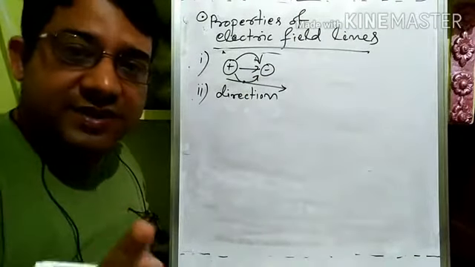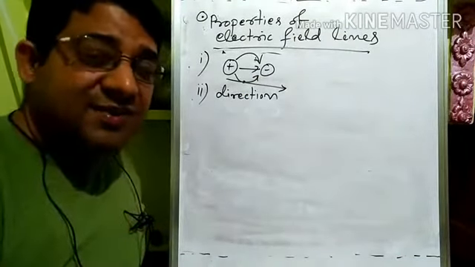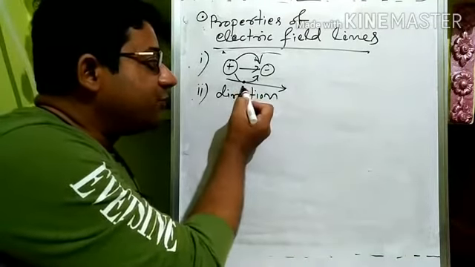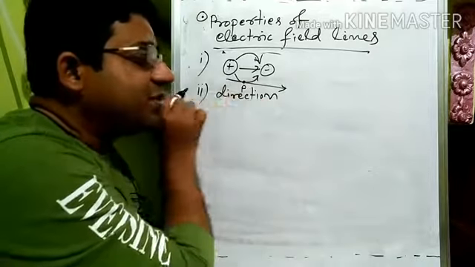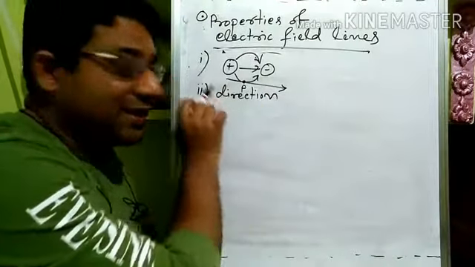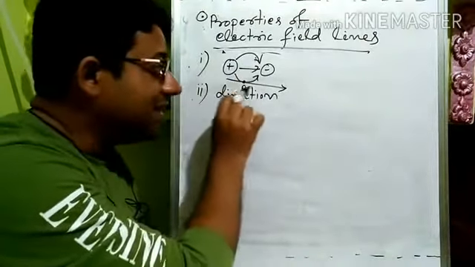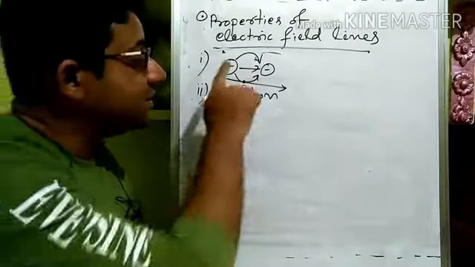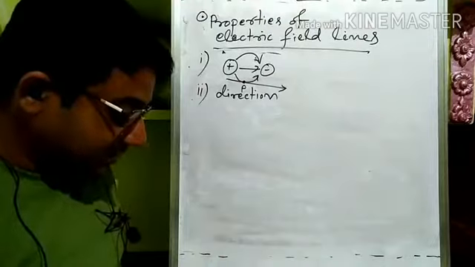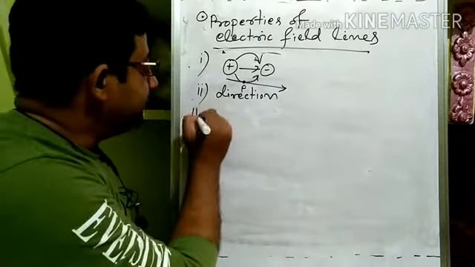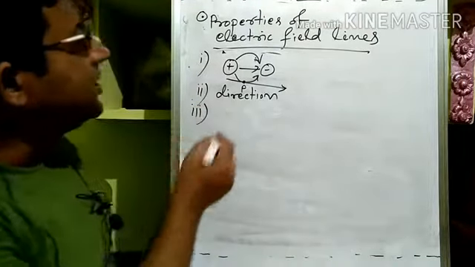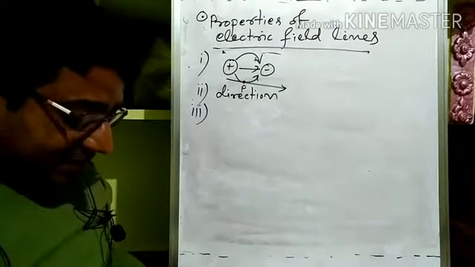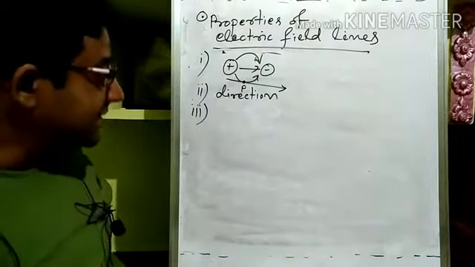Field intensity is a vector quantity, so it must have one direction. And how to get the direction? At the point where we want to find the direction, draw a tangent to the electric field line, and that direction itself is the direction of electric field strength at that point. Clear? The third property of electric field lines says electric field lines can never intersect each other.